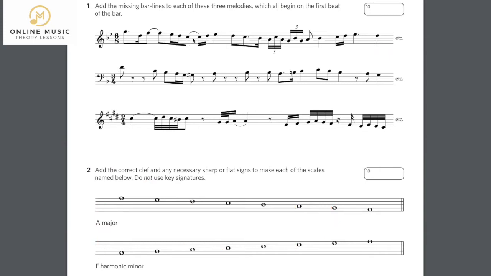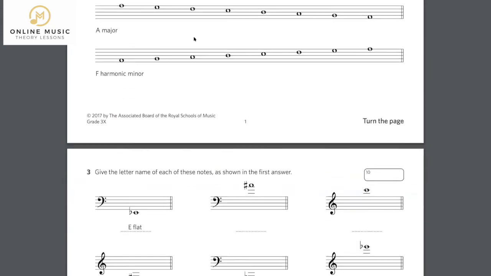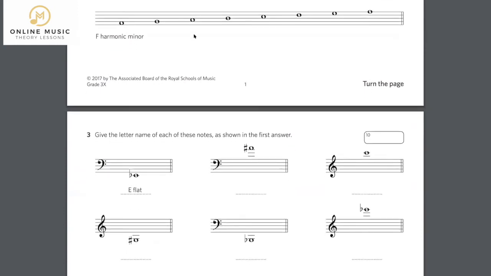Okay, so moving on to question 3. Give the letter name of each of these notes as shown in the first answer. So this one here is going to be an A sharp. This one here will be a C. Here will be a G sharp. This one here will be a B flat. And this one here will be an E flat.